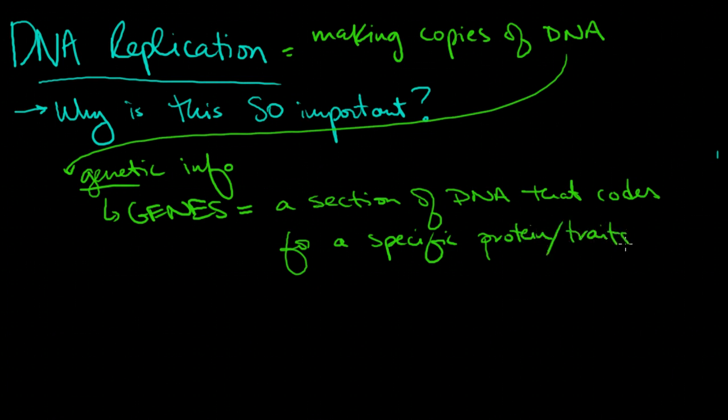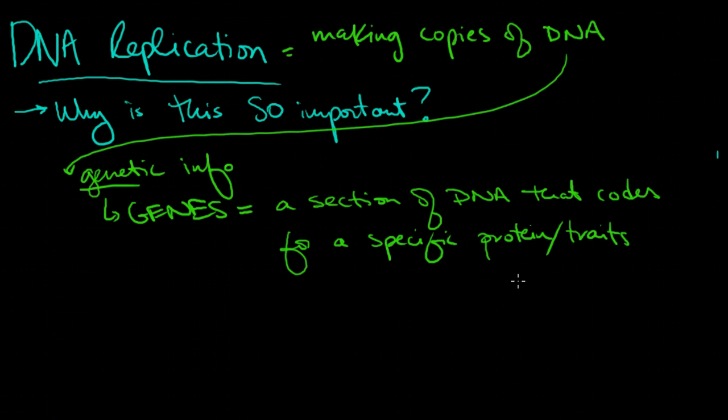Sometimes we think about them as traits, and we'll come back to that idea later. But that's really the importance: if we have the same DNA in every single cell, then we have the same genetic information, and therefore each cell could express the protein that it needs in order to survive or do its job.